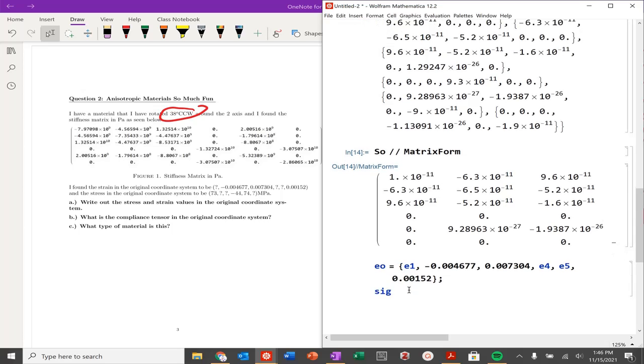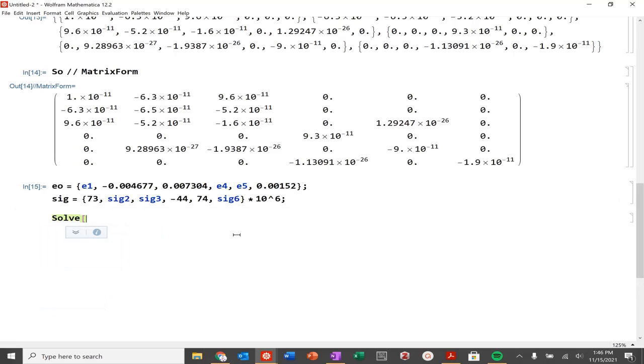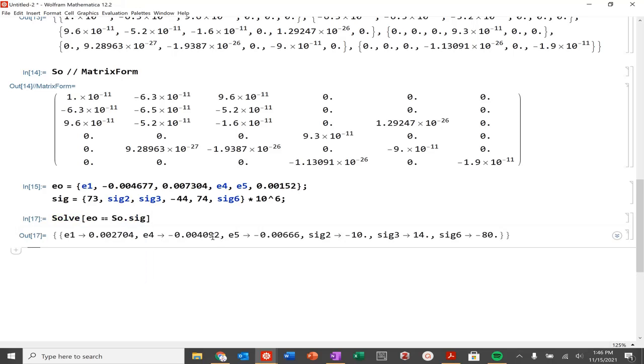My stress, sigma, is equal to 73, then I don't know sigma 2 and sigma 3, then minus 44, 74, and then my sigma 6. We got that times 10 to the 6 because it's in megapascals. I need to solve for those values. I could do Solve, setting E naught equal to S naught dot sigma times 10 to the 6.